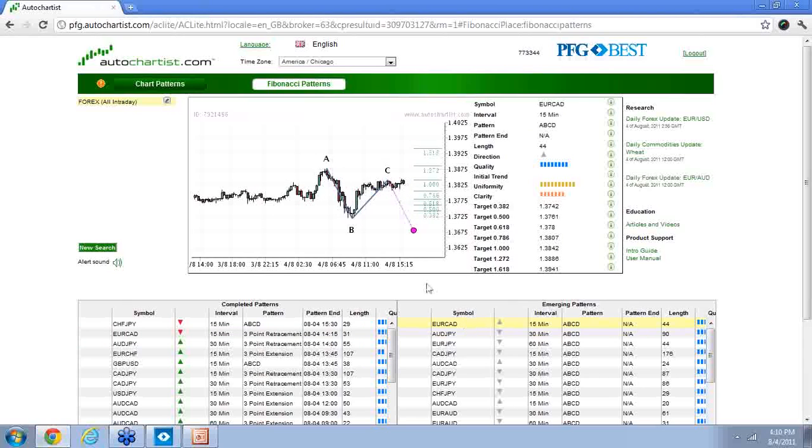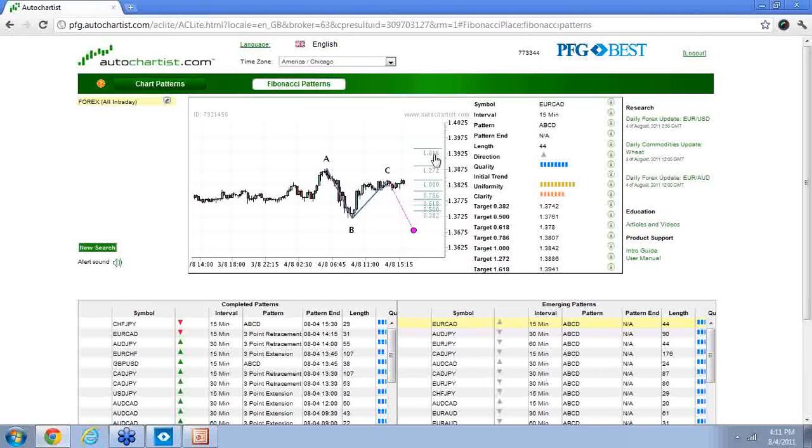you'll see that these patterns haven't actually completed yet, but what the program has identified in this case for the Euro Canadian is an ABCD pattern. And it's saying that we can see AB and B to C, and if we are going to follow these symmetrical rules that are programmed into this Autochartist program, we should see a move down into this area. Okay? And if the market does get down to this area as projected, then this is where our retracement is going to be.